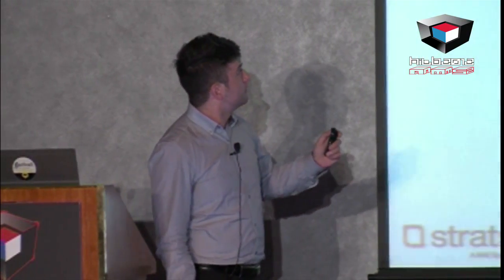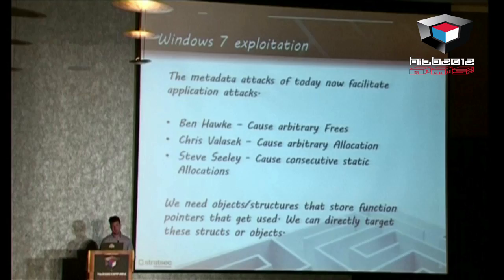So now we'll go on to the exploitation side of it. Ben Hawkes came up with a really good idea to trigger an arbitrary free, and that will allow you to free an object or a structure in memory that could have a function pointer and get called, right?